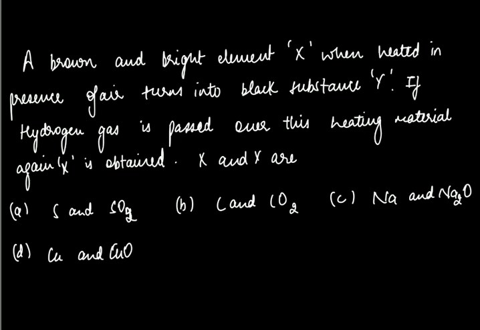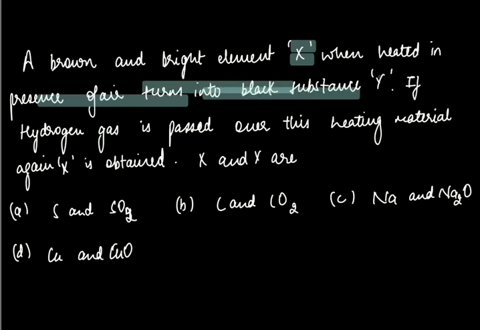A brown and bright element X, when it reacts in the presence of air, turns into black substance Y. So if hydrogen gas is passed over this heating material, element X is obtained again. So what are X and Y?